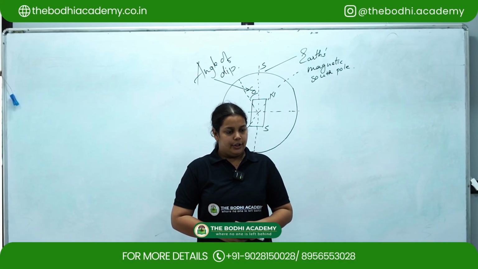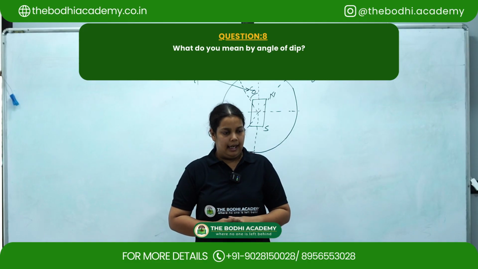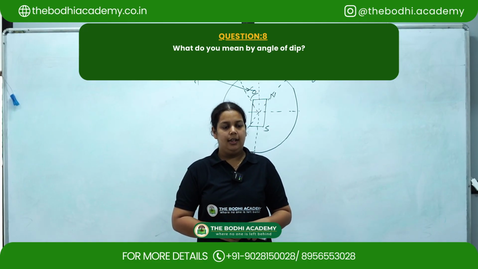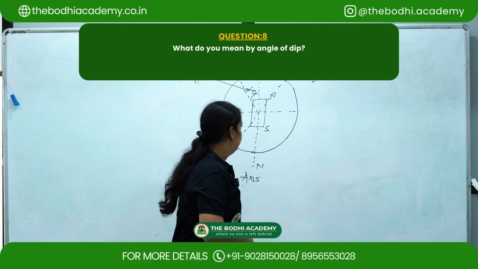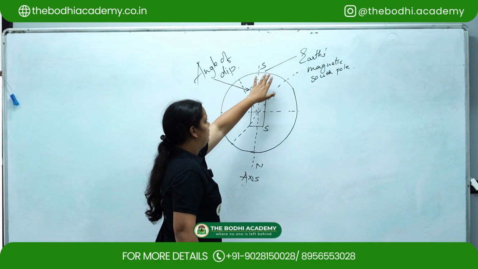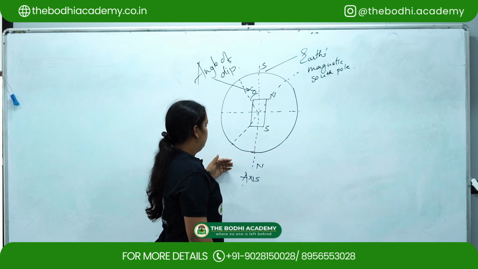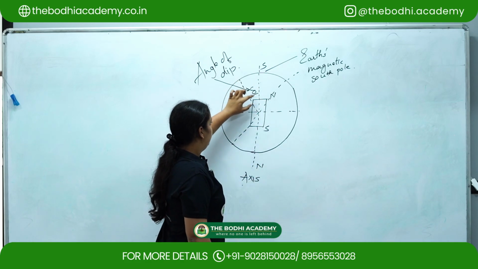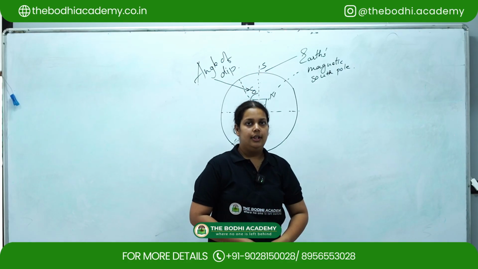Coming to the next question, what do you mean by angle of dip? Angle of dip is the angle made by Earth's magnetic field with the horizontal at any point on the Earth's surface. So let's take this diagram for example. So this is Earth's magnetic south pole, this is Earth's magnetic north pole. So this angle that you see, this angle is going to be the angle of dip.